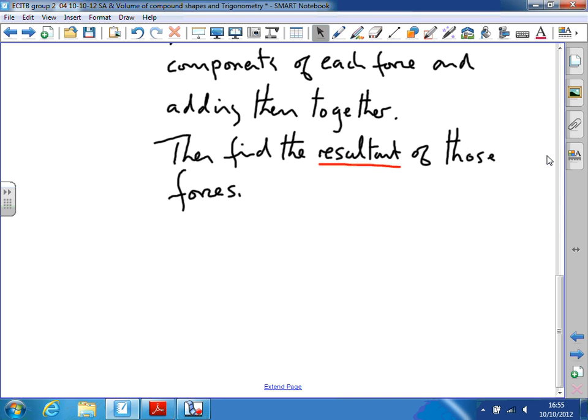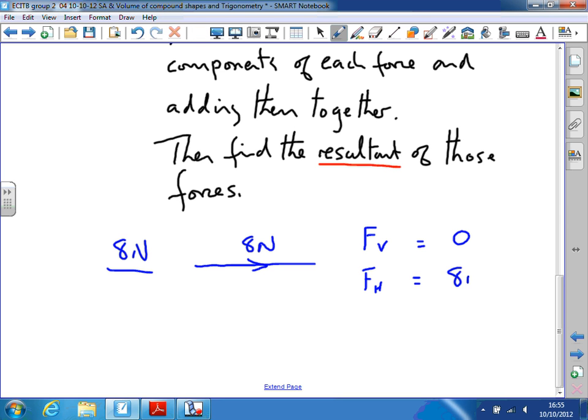Let's apply this method. I take each force in turn. Let's take the 8 Newton force. That's this one. And find F vertical and F horizontal. Well, this one's actually quite straightforward because the vertical component of the force is 0 and the force is all acting horizontally, so the horizontal component is just 8 newtons. So the first one is quite straightforward.